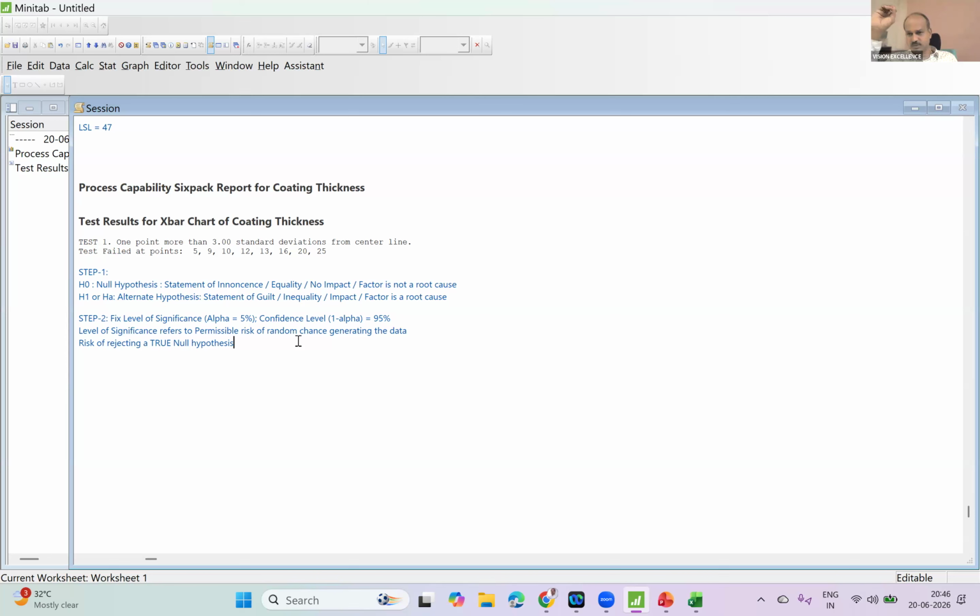This is only a standard. It doesn't mean you have to reject. You should ensure the chance of type 1 error is reduced to below 5%. Clear, all of you? Understood?